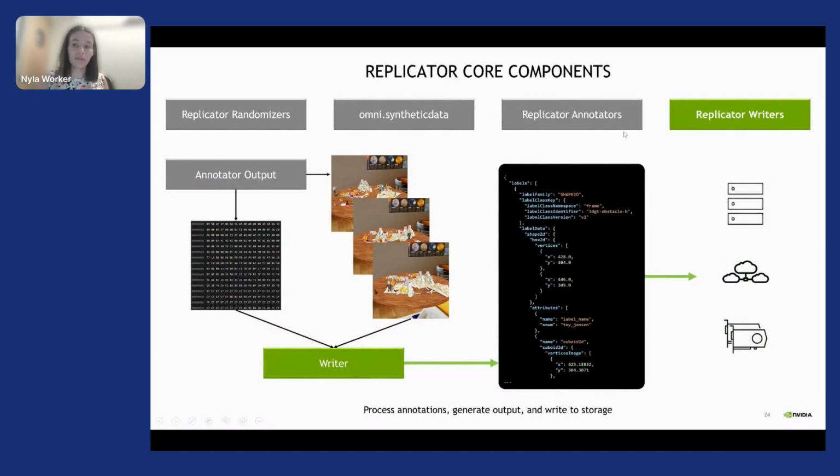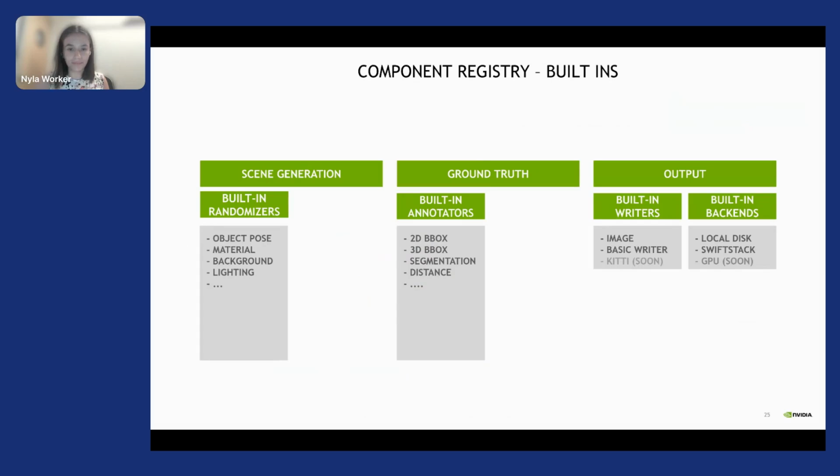But you can build your custom annotator. And once you build it, you got the data that you want, you need to write it. And Replicator provides you with a custom writer such that you can write it in your own format. These are the tools. Just to summarize, we have scene generation with materials, background, light, the ground truth, which is the annotators, which give you the data, and then the writers.